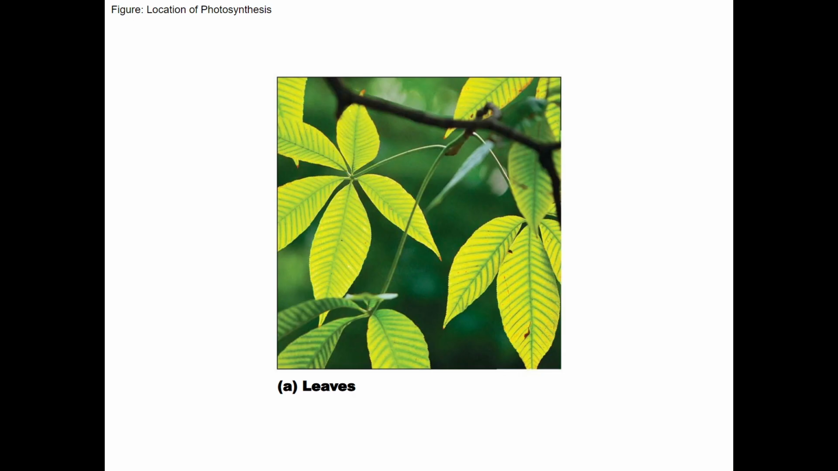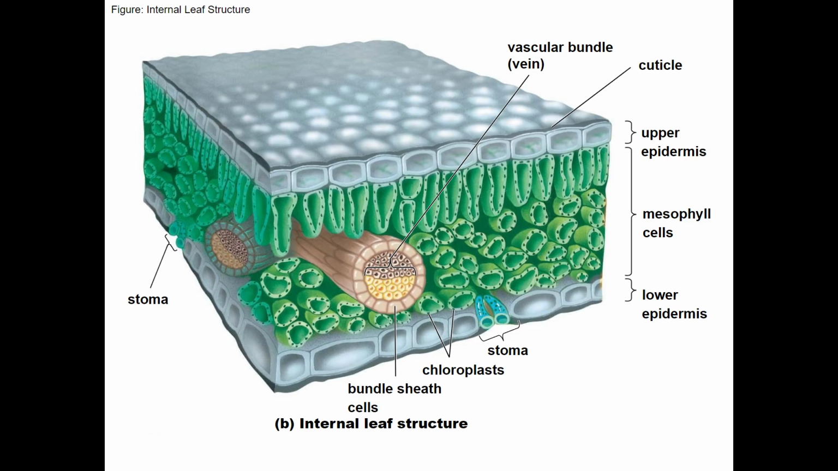So here we can see leaves, and just to simplify, these are the location of photosynthesis. But to really look at specifically what happens, we have to look at individual plant cells. Here's another view of internal leaf structure. So we have the inner mesophyll cells, the upper and lower epidermal cells. The lower epidermal cells contain stoma, that is the singular for stomata. These are openings that allow for gas exchange, allowing CO2 to go in and oxygen to go out. The cells around the stoma are called guard cells, and they can help open and close these gaps.